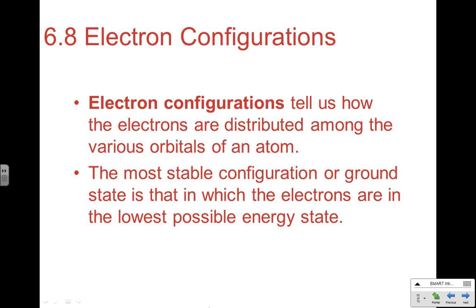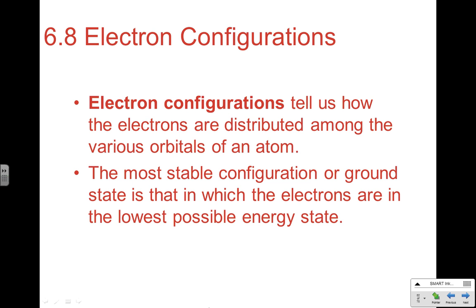Today we'll be looking at our last sections of Chapter 6. And first thing we'll look at is really electron configurations. For many of you, this should be a review of many of the ideas that you learned in pre-AP chemistry. Electron configurations tell us how electrons are distributed among the different orbitals within an atom. And that's important information for understanding chemical activity.